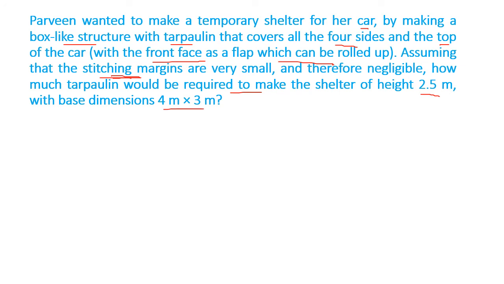So we have to see here the four walls and the top. So we have the LSA of the cuboid, that is the four walls, and we have to add the roof of the shed, of the shelter or whatever. So two things you have to add, the four walls and the roof. So the formula is 2h(l plus b) for the four walls plus l into b for the roof.